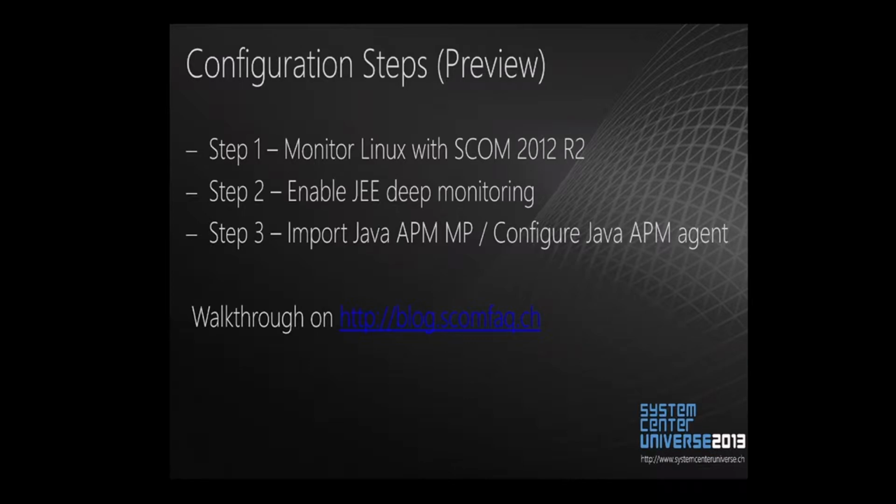First, we need the infrastructure layer. So we are going to deploy an agent and also deploy the cross-platform management packs. And then we deploy the JEE management packs to monitor the application server. And then we enable deep monitoring for that. That gives us the channel into the application server, so we are able to communicate with it. You need that in order to proceed with the Java APM management pack. So the next step, you import the Java APM management pack, and you also configure a Java APM agent.